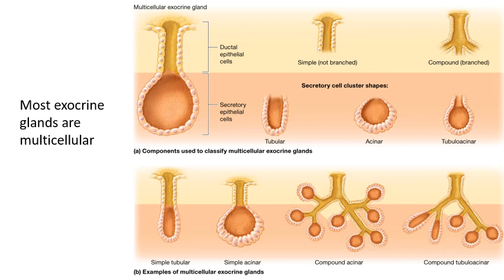Here's some other types of exocrine glands, the ones that are multicellular. They're generally going to be classified based on the shape and on how they branch. I'm actually not going to make you know these, so we won't go into it. Okay, and that's our epithelial tissues.